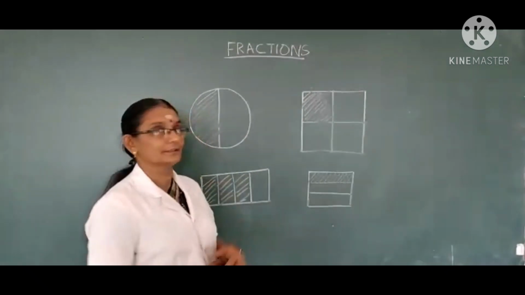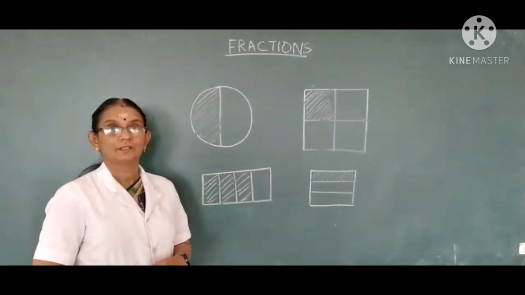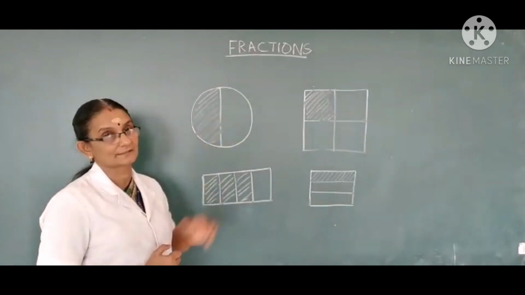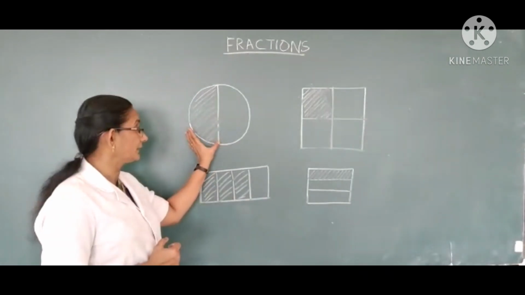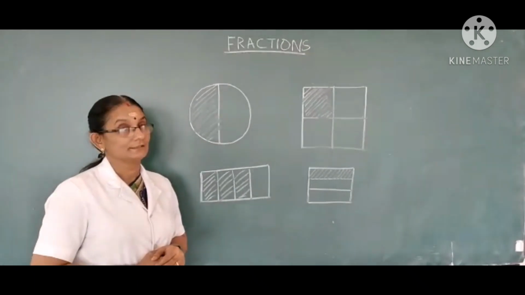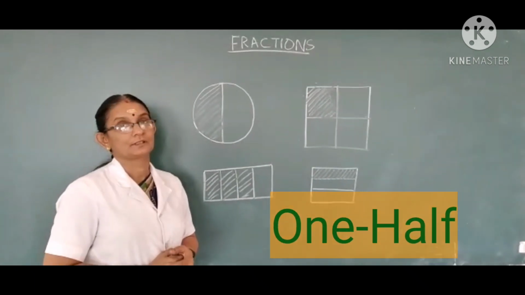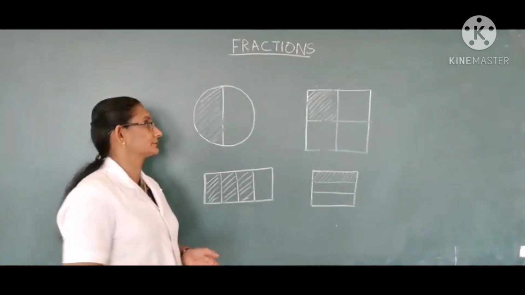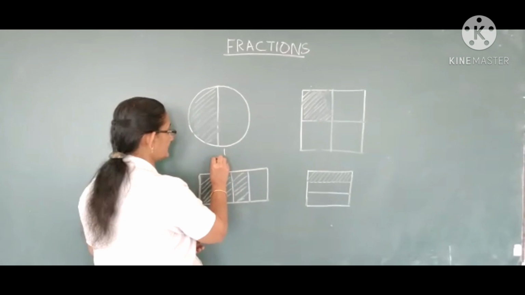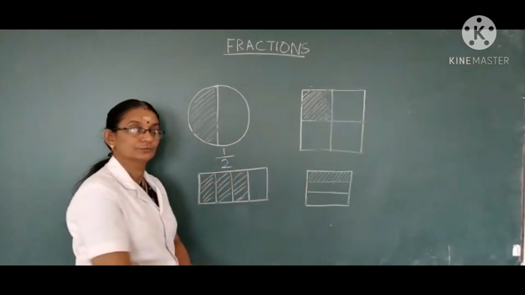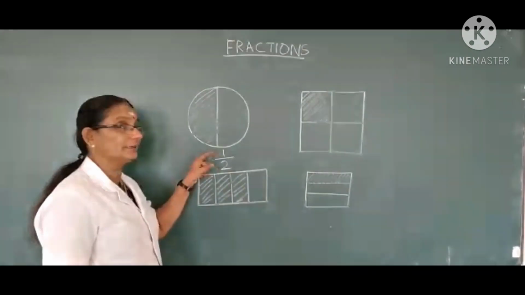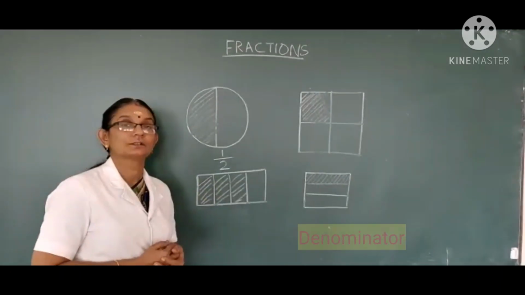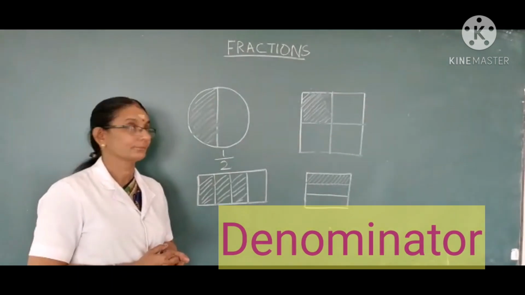So look at this picture here. This is a circle, and one whole circle is divided into two parts. And when you take away one part, then it is called half. And half is one part out of two parts. So this can be written as 1 by 2. And the top part is called the numerator and the bottom part is called the denominator.